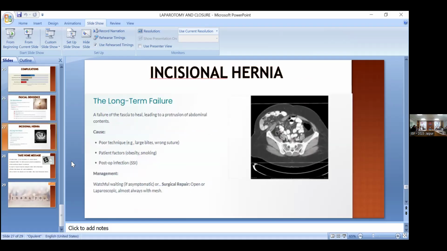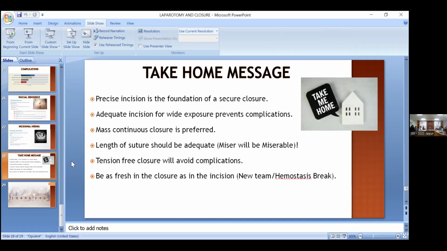So as to prevent the patient from having a bad outcome. Incisional hernias are generally long-term complications, and happen either due to poor surgical technique or patient factors, or if the patient has developed a post-operative infection. If the patient is asymptomatic, watchful waiting can be done. However, if symptoms are present, an open or a laparoscopic repair with a mesh should be performed.